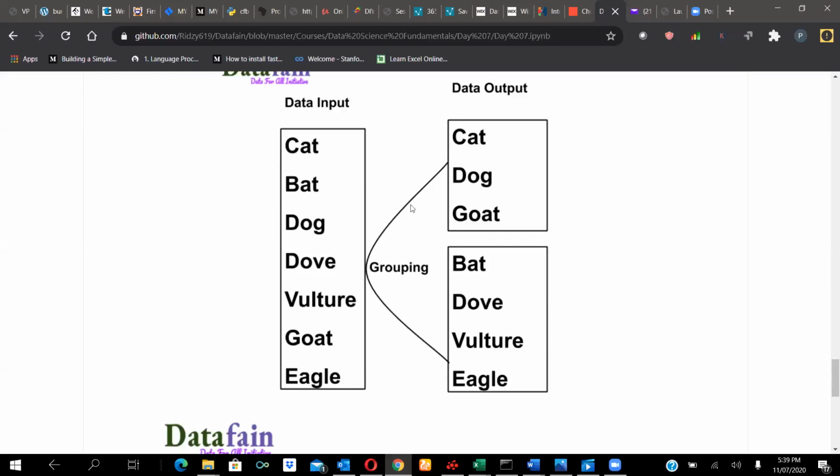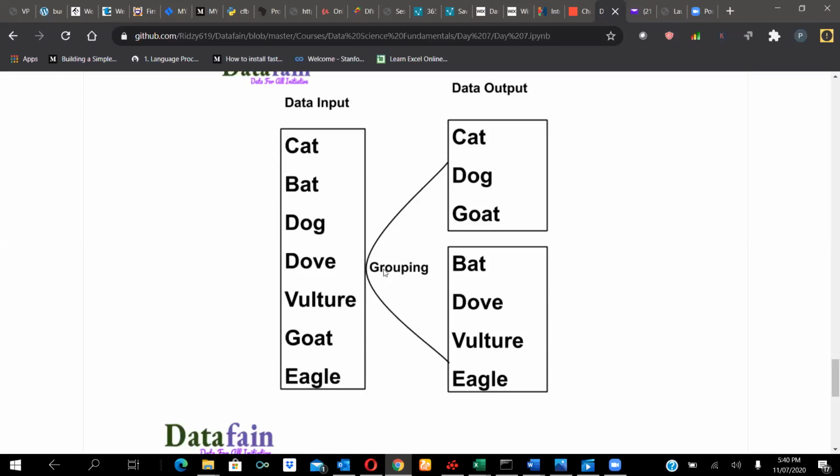This particular machine was able to group it into animals with 4 legs and birds. But you can find another machine that will group it into animals that can be domesticated and the ones that cannot be domesticated. It can tell you cat, dog, and doves can be domesticated. And then it will tell you bats, vultures, goats, and eagles cannot be domesticated. Right? So that's the beauty of unsupervised learning.